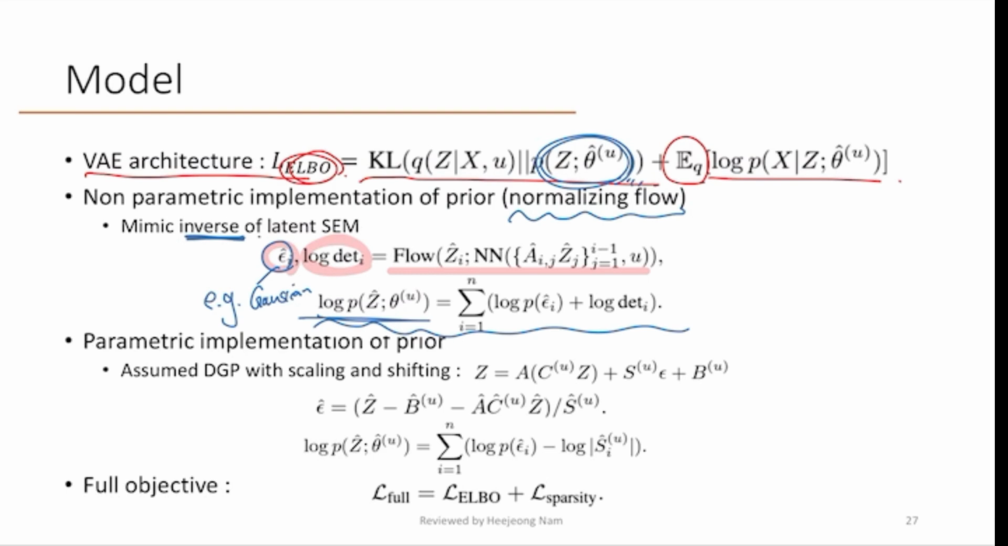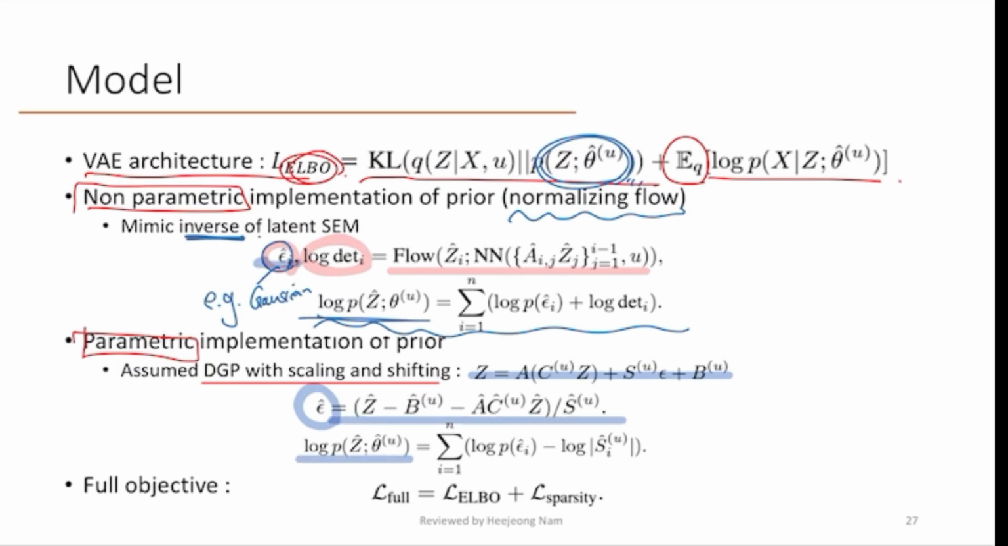We just saw the non-parametric implementation of the prior, but they also suggest a parametric implementation, which assumes a data generating process with scaling and shifting. So they manually wrote the equation, as you can see here, and by reorganizing the equation, we can write it with respect to epsilon hat, like the previous one. And also we can write the log prior, as you can see here. Since we also assume sparsity, there's a constraint on the number of edges, which is the L sparsity here. And this L sparsity is just a norm of the adjacency matrix A. So this is the end of the video, and thank you for listening.